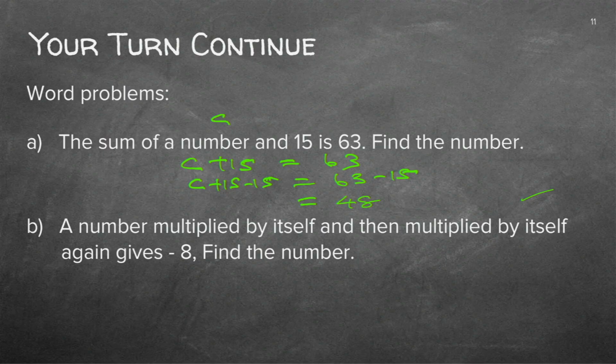Now, a number, listen carefully. A number multiplied by itself and then multiplied by itself again gives us minus 8. What are we talking about? I hope you can still remember. Remember cube numbers, right? A square is a number multiplied by itself, and a cube is a number multiplied by itself and then multiplied by itself again. So what are we going to use? Say x to the power of 3 equals minus 8.